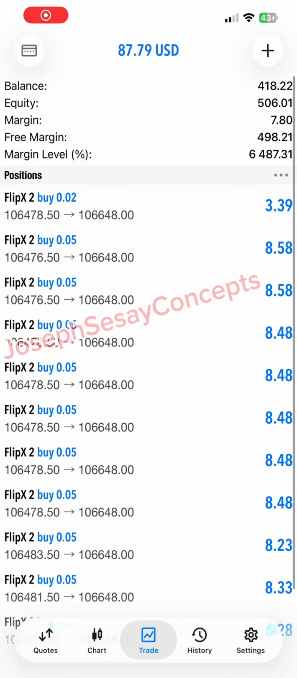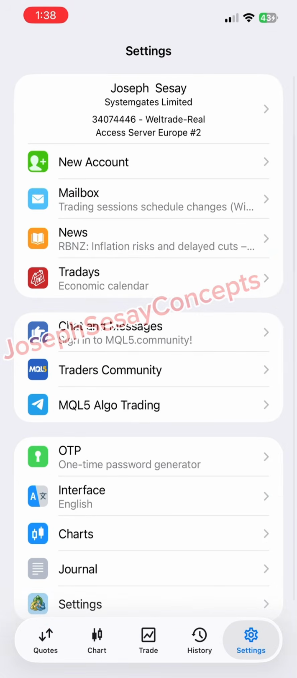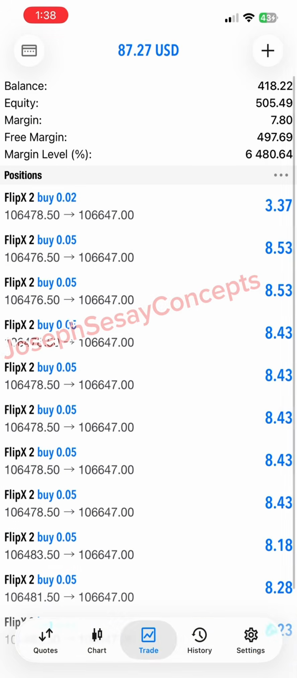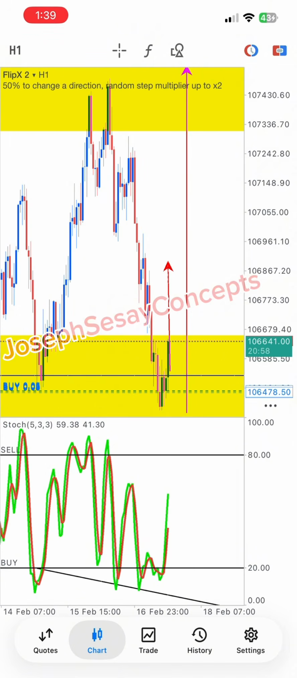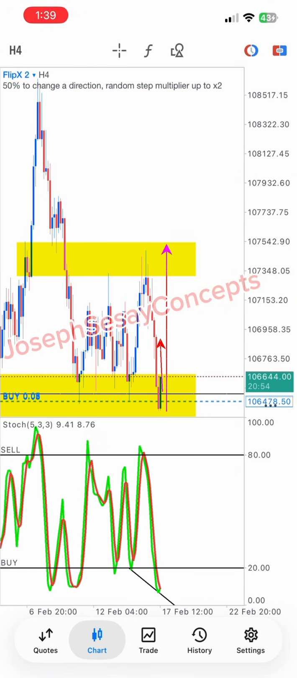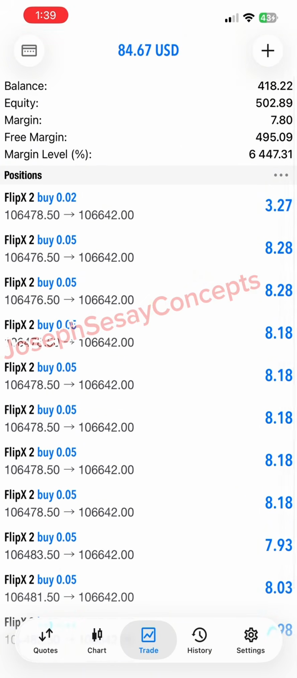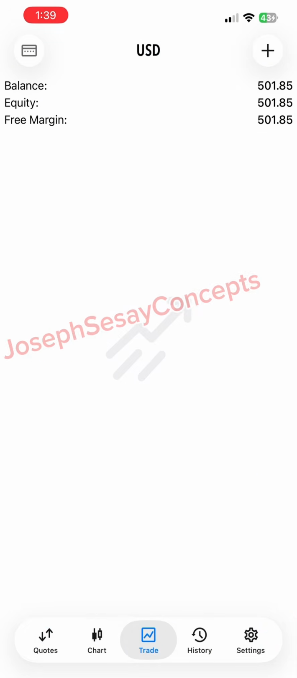Done deal, guys. We are done. We have reached our $500 target with just 5 trades. From $100, we made $400 profit. Now our account balance is $500. This is how you take your $100 to $500. This is how you take your $1,000 to $5,000.